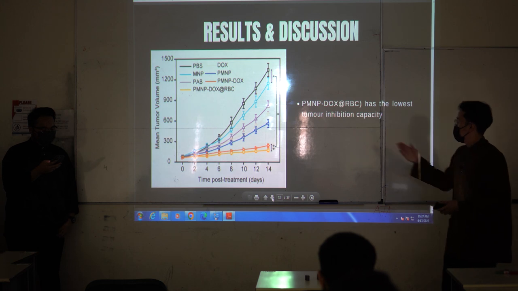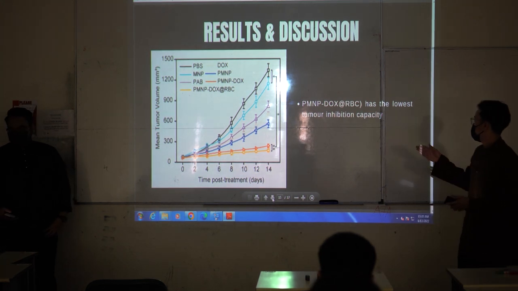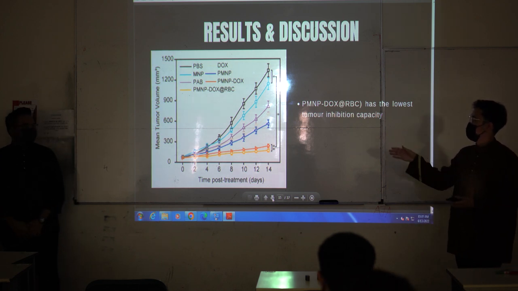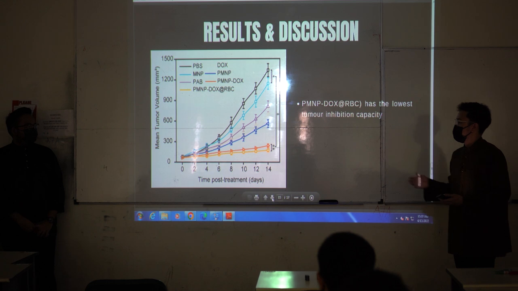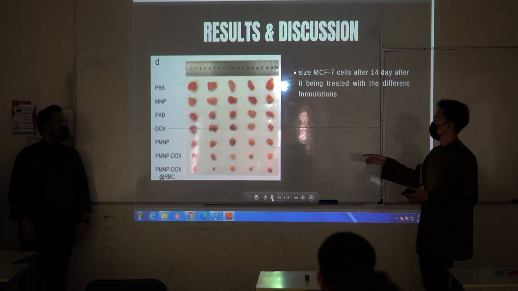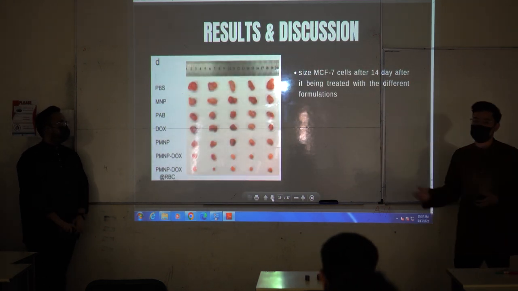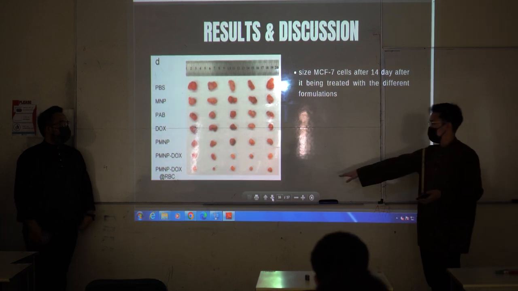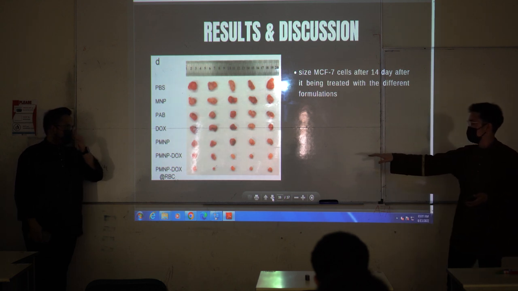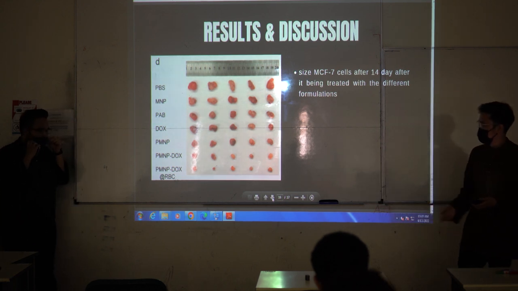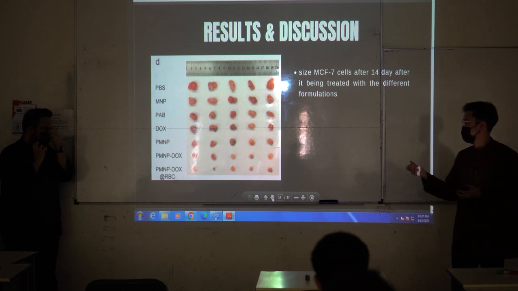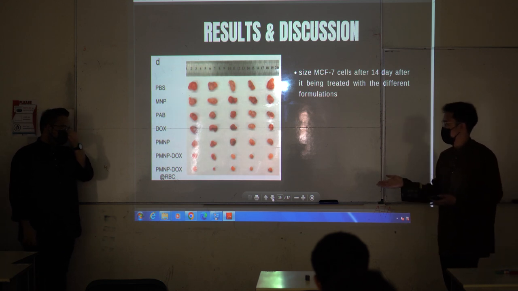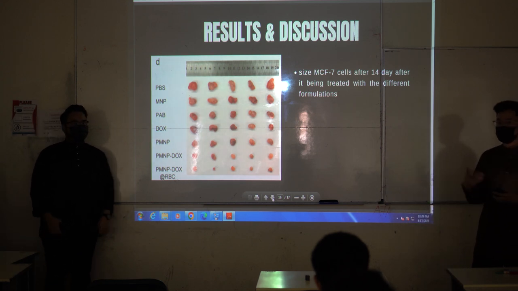Next. So as you can see, the PNNP has the lowest tumor invasion capacity compared to the others. And next, as you can see, these are the cells that have been treated with this MOF after 14 days. And as you can see from the lower part, the PNNP dots at RBC produces the smallest tumor size, which tells us that the tendency of PNNP dots at RBC to transfer drug is more effective than the others.